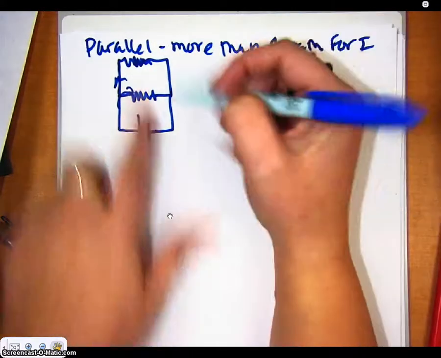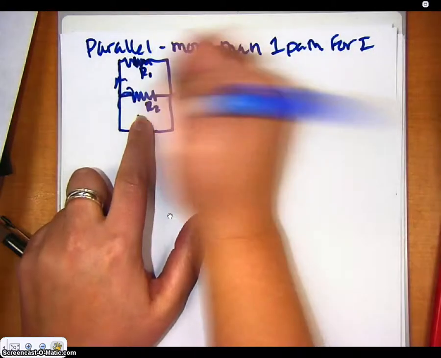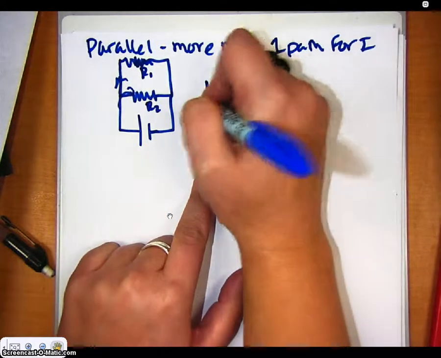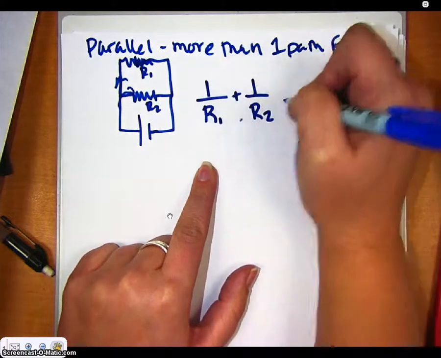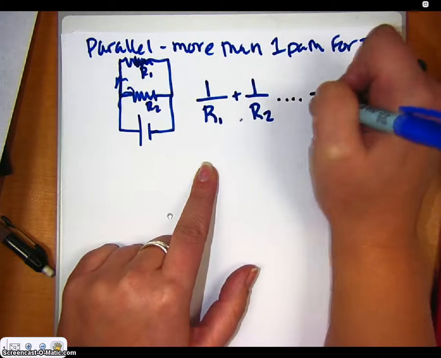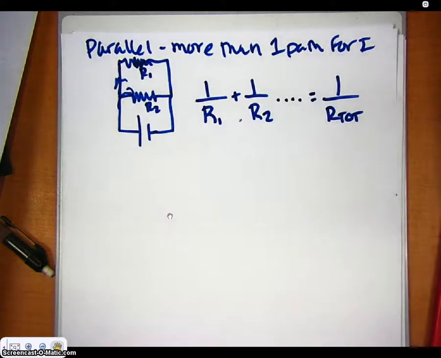So how do we calculate total resistance in this situation? Well, if this is R1 and this is R2, the way that we calculate it is we take the inverse of the resistance plus the inverse of the other resistance, and so on and so forth, will equal 1 over the total resistance, okay?